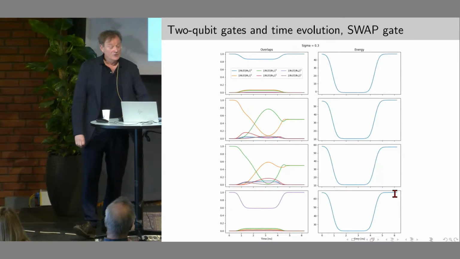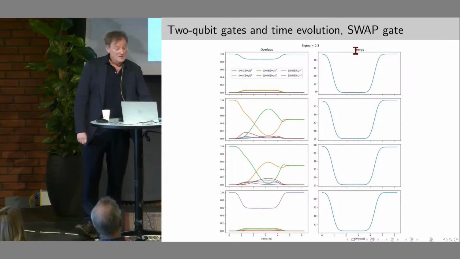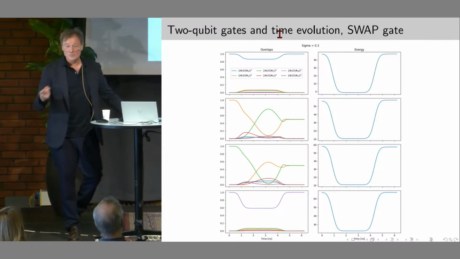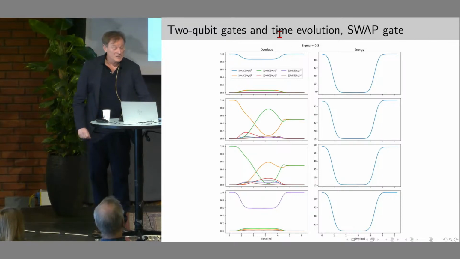And with that, you can actually create gates, 2-qubit gates. This is a calculation which Oscar did. I think Oscar is in the audience here. Oscar is doing his PhD on this type of systems.